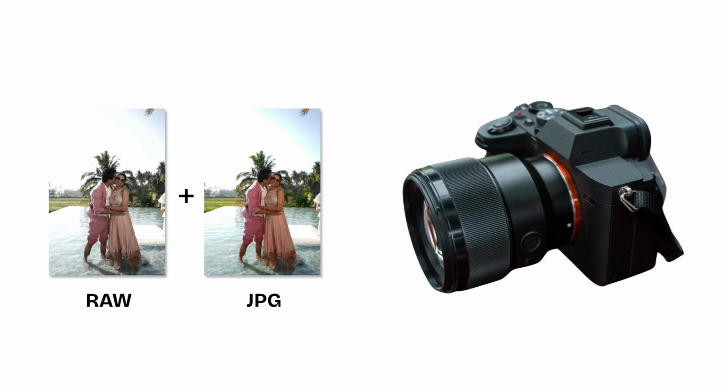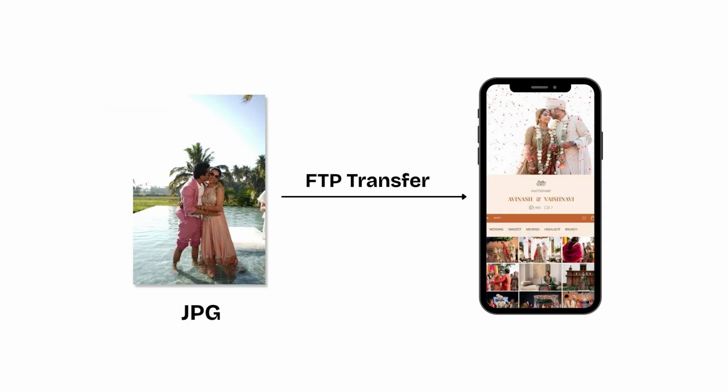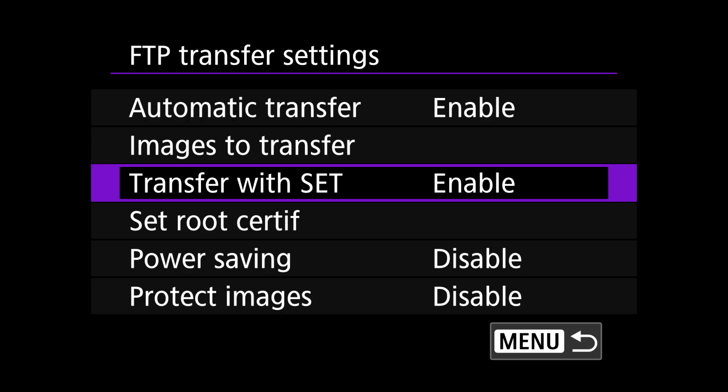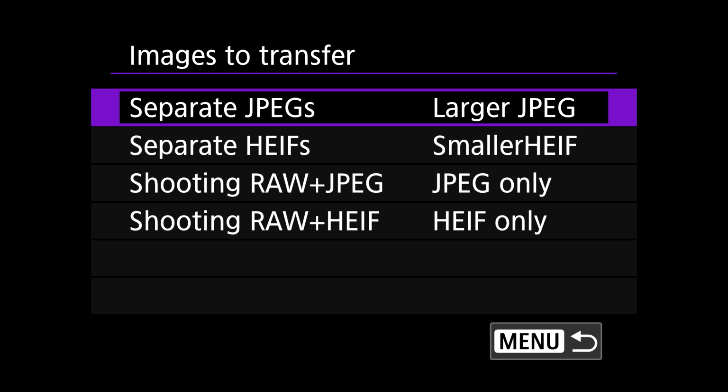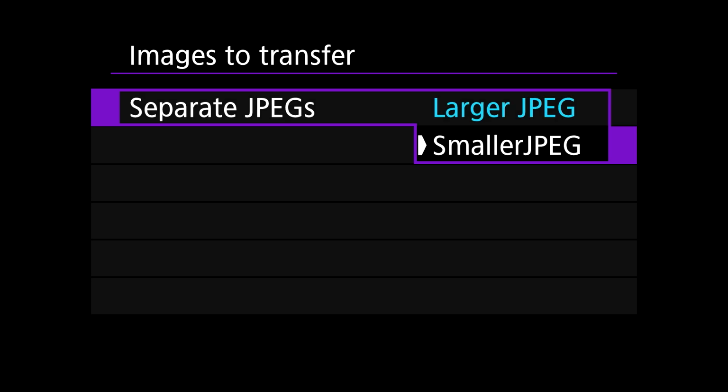When shooting with your camera, you're capturing in RAW plus JPG mode. Only the JPG images are uploaded to the platform. So it's important to select JPEG file uploads in your FTP settings. This ensures your files sync correctly without any upload issues.